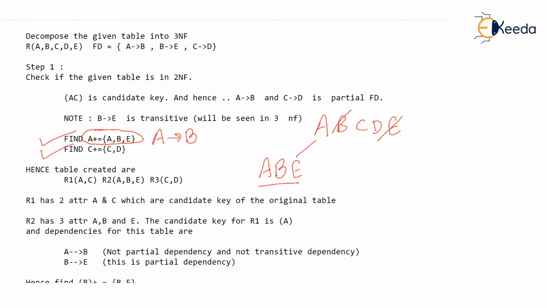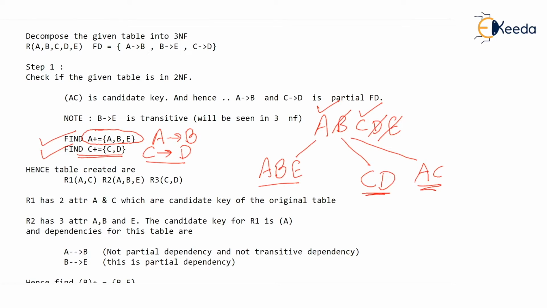Now the second thing we found was C plus. This was due to C determines D. This was partial, isn't it? So C will take away with it D. So I am striking out D and C has taken away D. This is another table. And what remains now is A and C. Check these two. A and C remain. This forms the third table. And remember, AC was the candidate key of the original table.